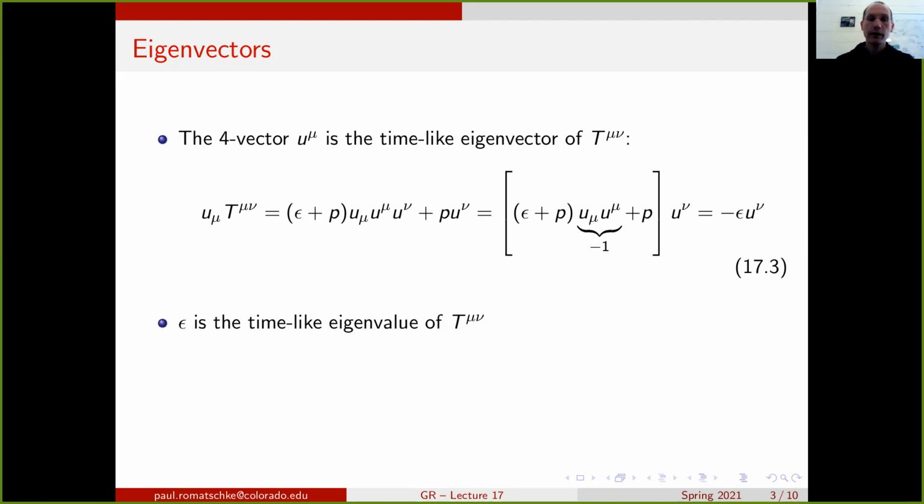As a consequence, we find that the energy density is the time-like eigenvalue of the energy momentum tensor T^{μν}. To see this, just take the double contraction of the energy momentum tensor with U twice. So we can use this result here and contract once more with U_ν downstairs. We have minus epsilon U^ν U_ν, and that is nothing else but epsilon because U^μ is normalized to -1. So this says that the time-like eigenvalue of the energy momentum tensor is just the energy density epsilon.